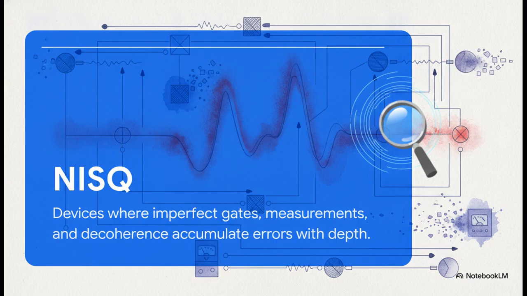The operations or gates we apply? Imperfect. Even the act of measuring introduces error. And here's the kicker. These errors accumulate with every step of your circuit depth. Hardware noise isn't just some pesky edge case we can ignore. It is our absolute first-class constraint.